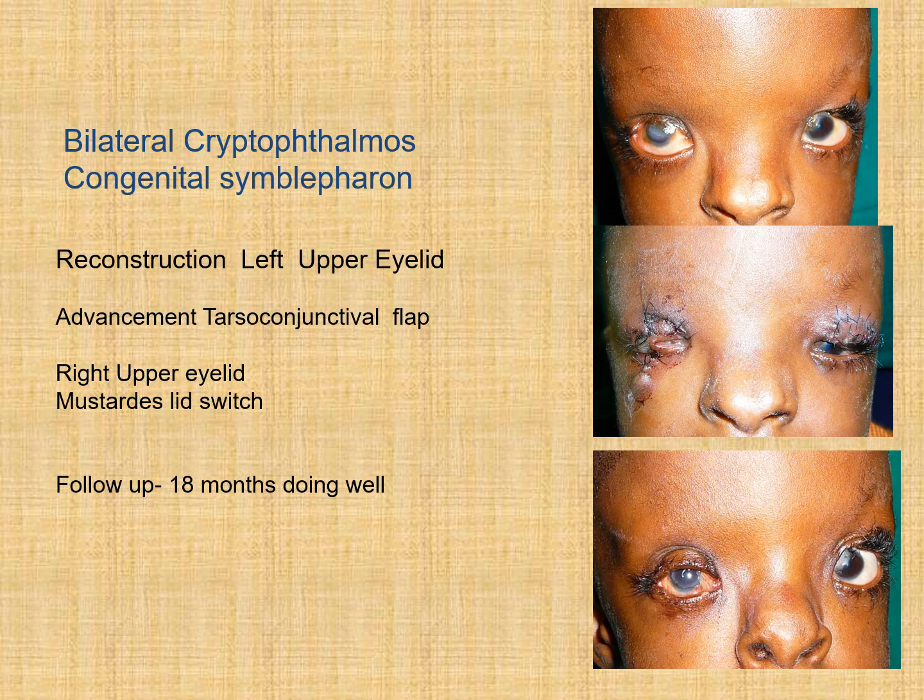Bilateral cryptophthalmos producing congenital symblepharon. On the left side, upper eyelid is reconstructed using advancement tarsoconjunctival flap. On the right side, Mustardé lid switch is done. A follow-up 18 months later shows the defect well covered.